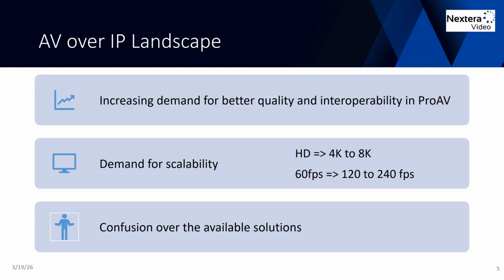Step back a little bit. Why do we do AV over IP? What is the landscape out there? In general, we're seeing more and more demand for it, mostly because of the scalability that it provides. You're not limited by router sizes and rack space and connectors and patch panels. So scalability, not only in number of connections, but also in resolution. You can go HD to 4K, 8K, and beyond. You're not always having to replace your connectivity infrastructure.